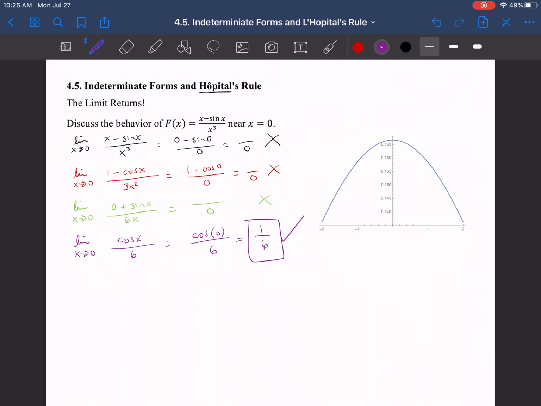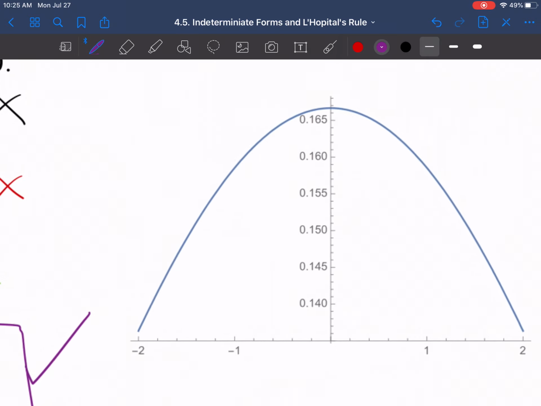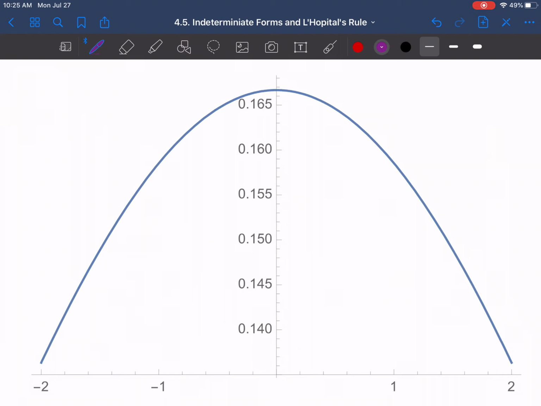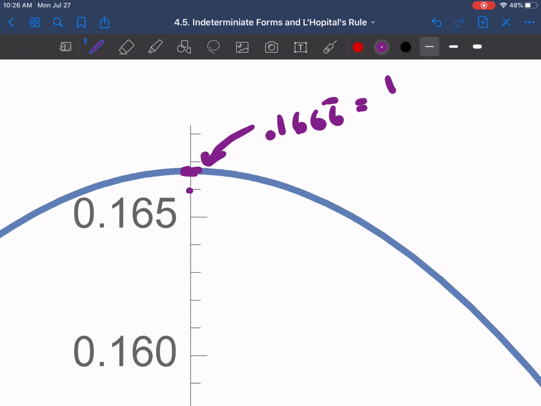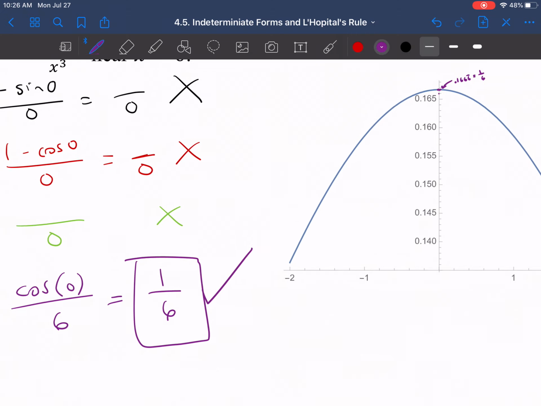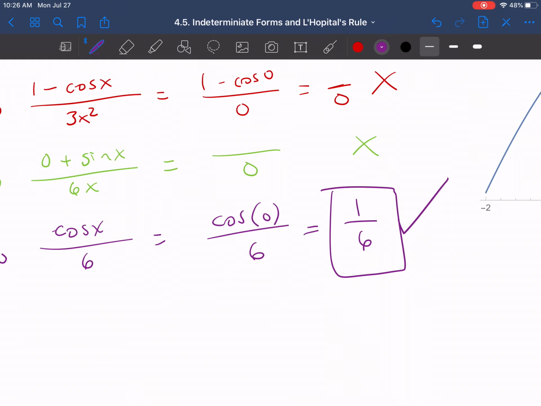We have 1/6. And if you come over here and look at this graph, if we could somehow zoom into this, we have 0.165, then 0.166, and right on that spot there is actually 0.166. And then it just keeps repeating 6, which, if you know, equals 1/6. And what did we come up with as our answer down here by taking the derivative of what was on the top and what was on the bottom? 1/6. So evidently, we may have found something here that can help us.